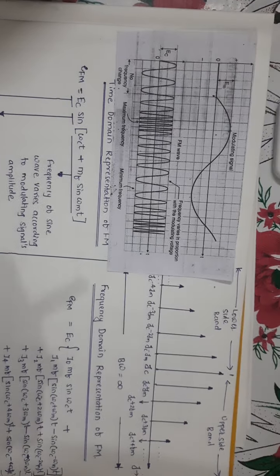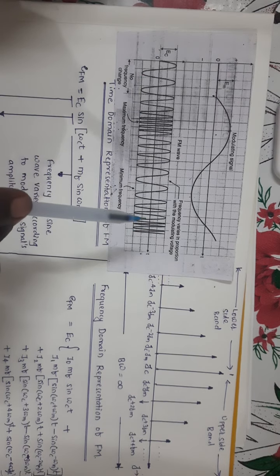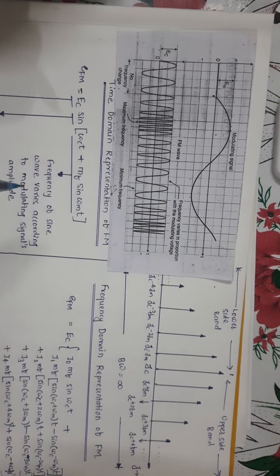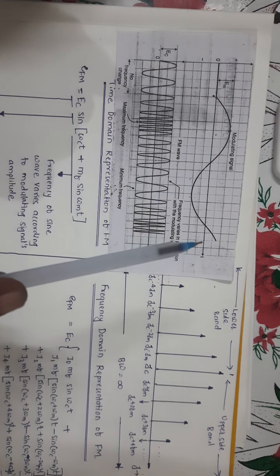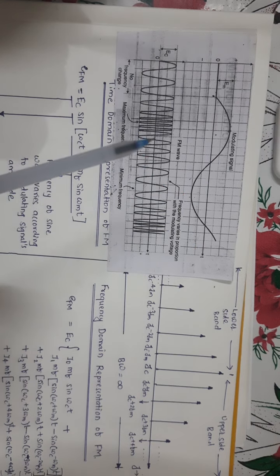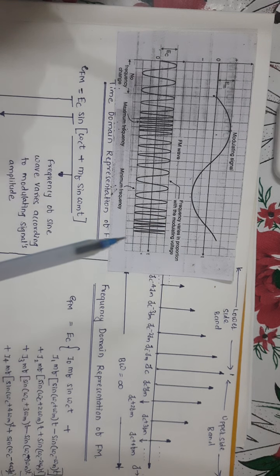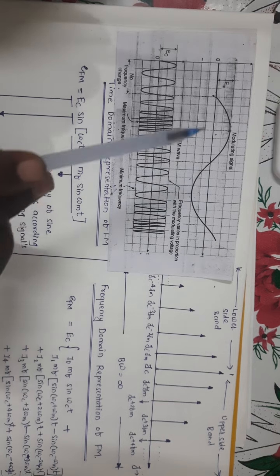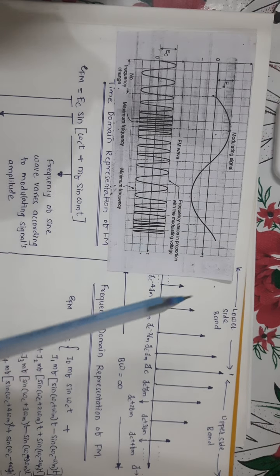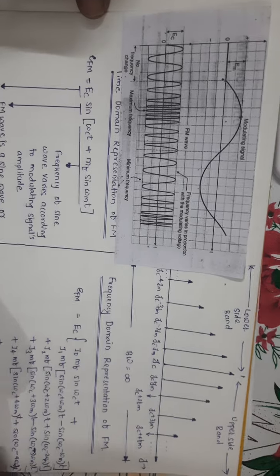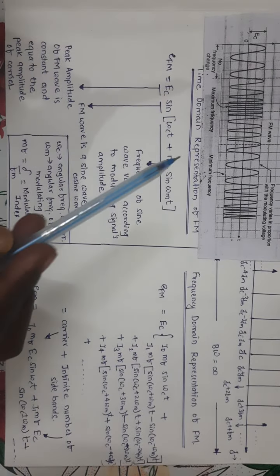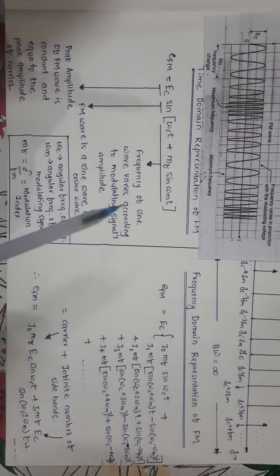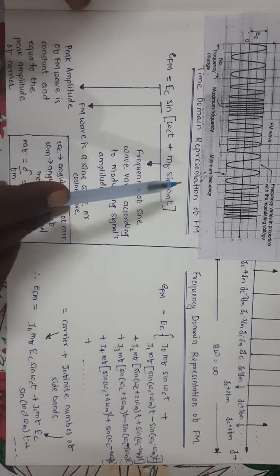So whatever the changes in frequency we are observing here in this diagram, it is nothing but a function of the angular frequency of the modulating signal as well as the angular frequency of the carrier, and this frequency varies with respect to the instantaneous change in amplitude of your modulating signal. So this is all about the mathematical, time domain representation of FM.